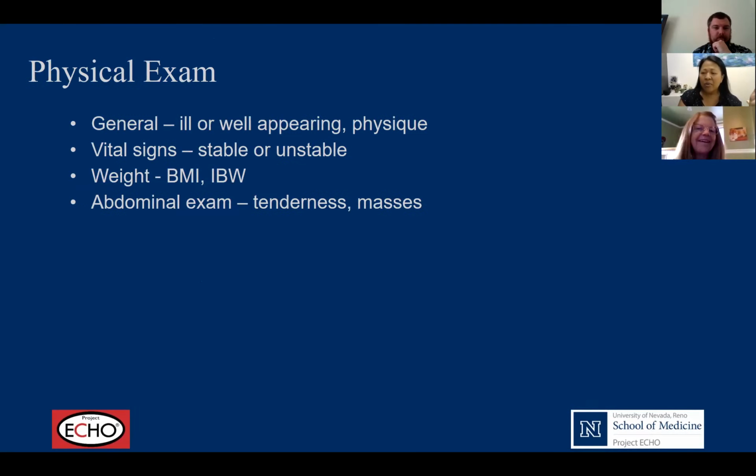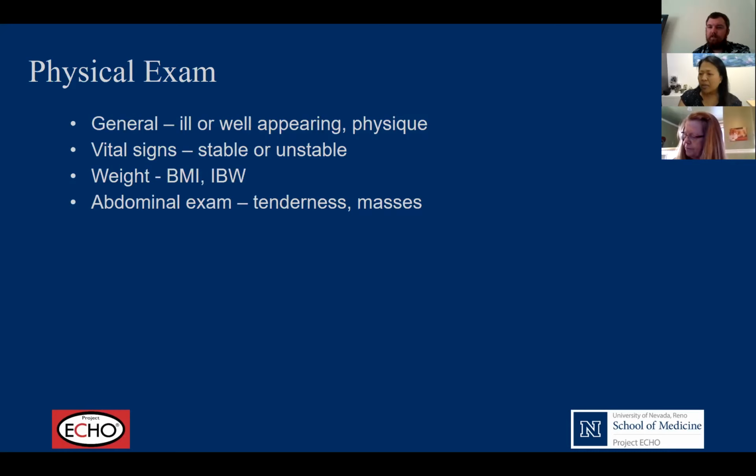Okay, moving on with physical exam. Obviously you want to assess on first blush, do they look well or not? Are they super skinny? Are they overweight? Because that actually has some impact in regards to your differential. Vital signs are important to know. Is it stable or unstable? Because if they're bleeding a lot and they're hypovolemic, you need to know that.